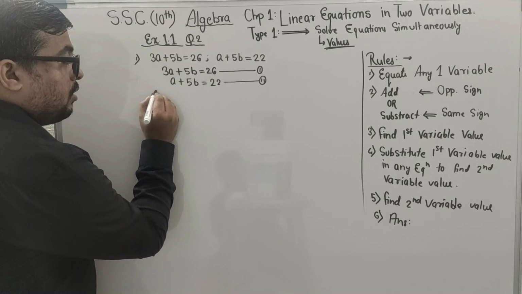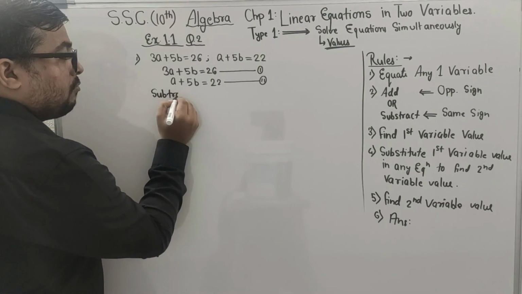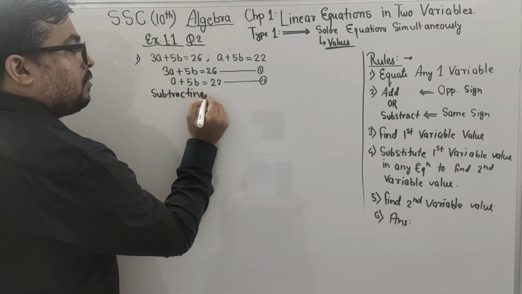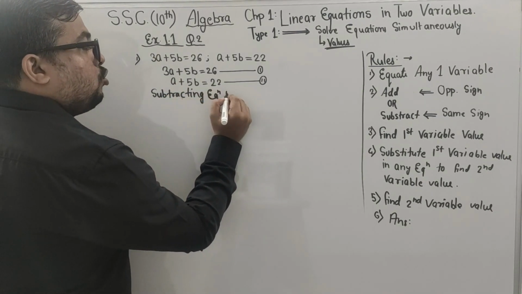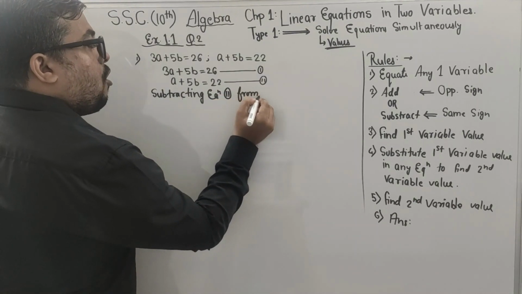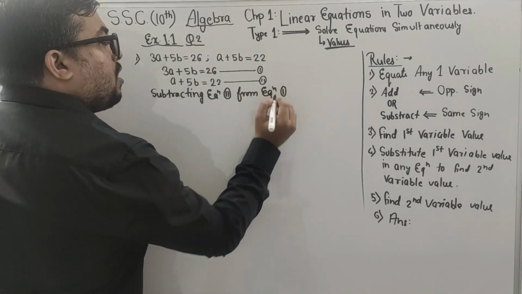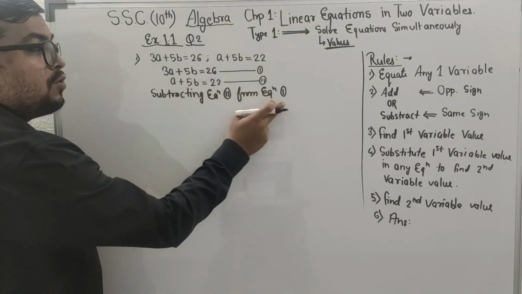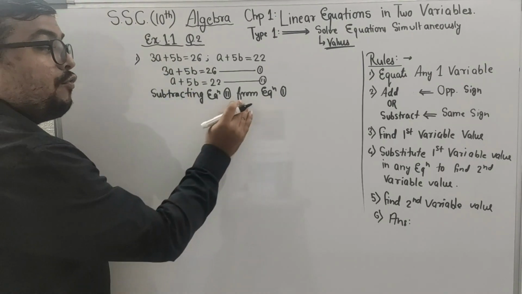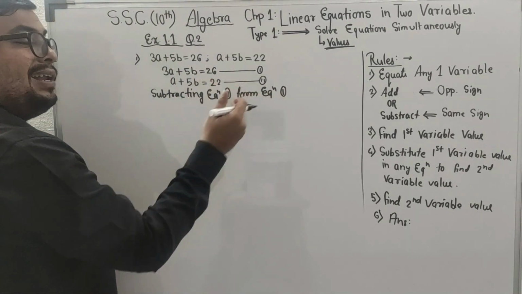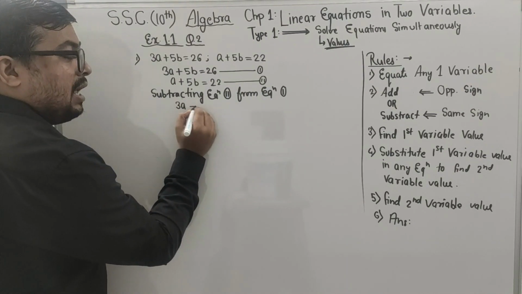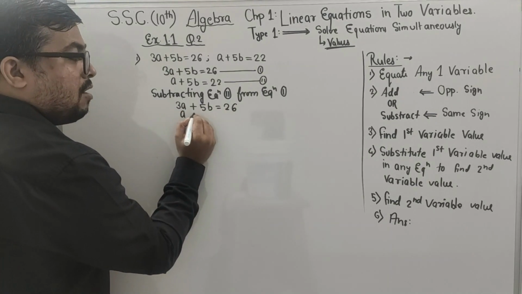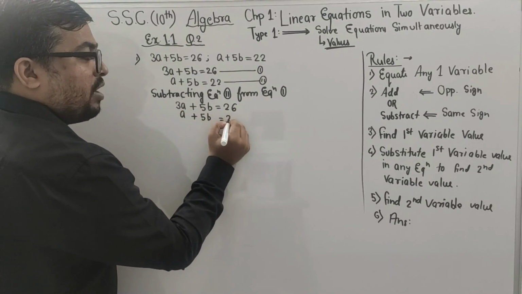You will write, subtracting equation 2 from equation 1. Equation 2 is this one and equation 1 is this one. After the word from, whatever you write, you have to write it ahead, on top. So 3a plus 5b is equals to 26, a plus 5b is equals to 22.